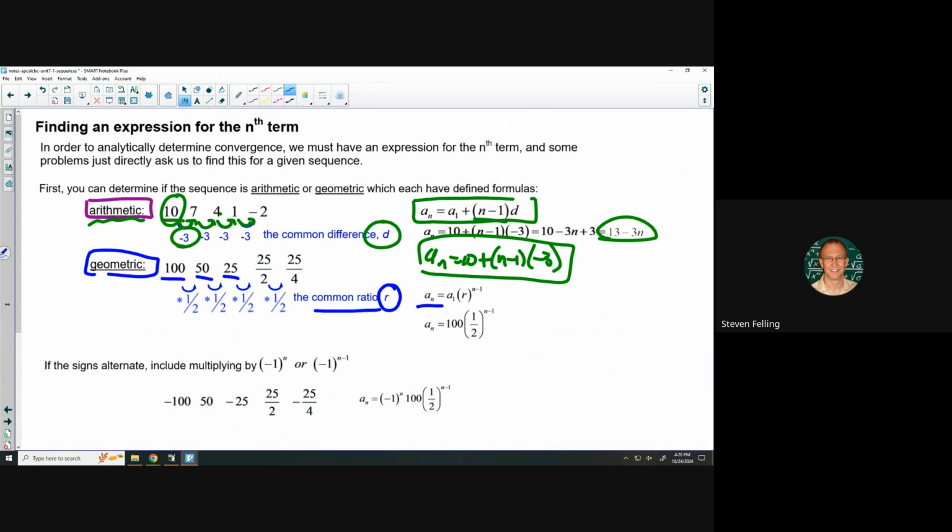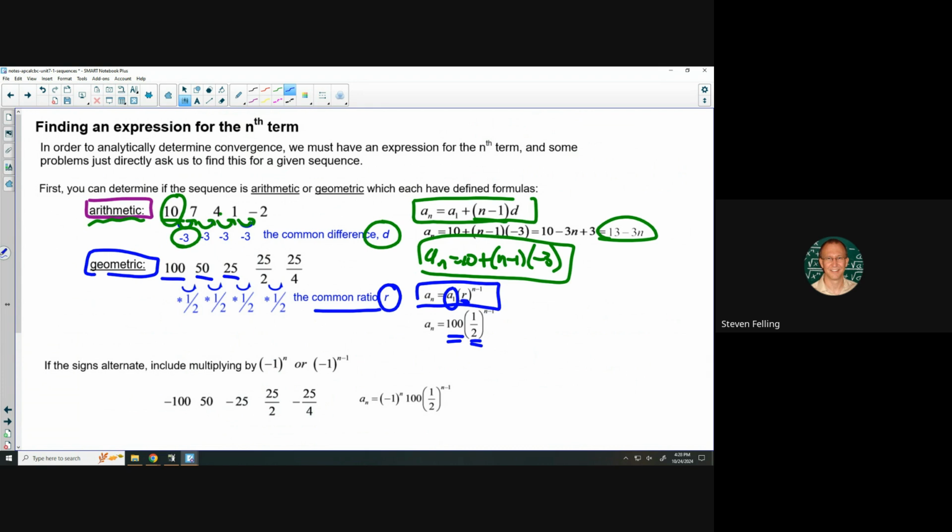The generating function for a geometric sequence is the first term times the common ratio, multiplied by that n minus 1 times. So in this case, the first term is 100, and the common ratio is a half, so it'd be 100 times 1/2 to the n minus 1 power.